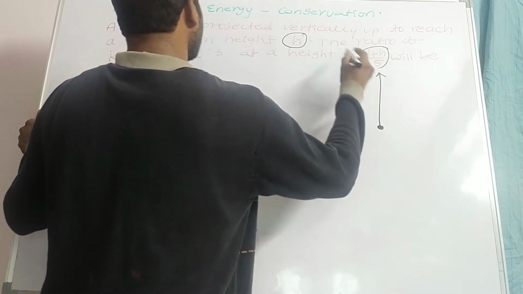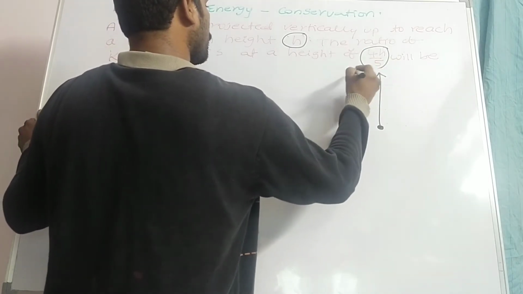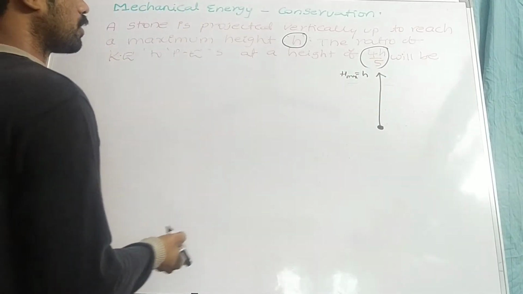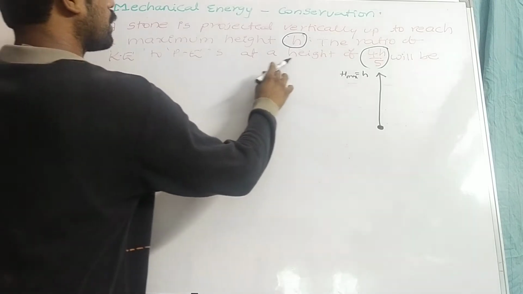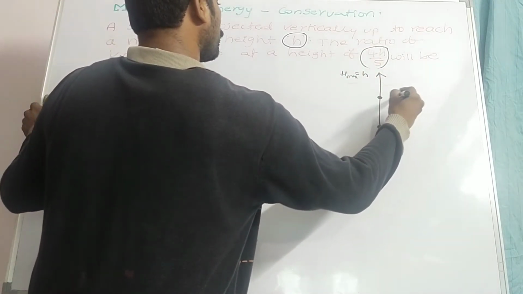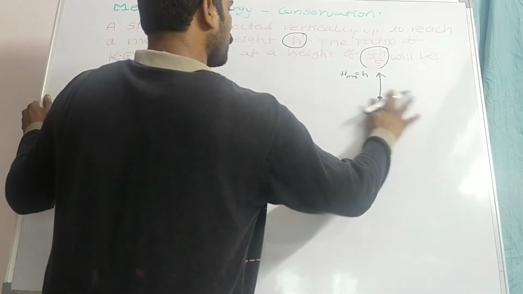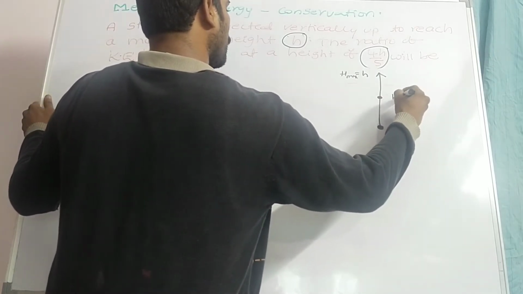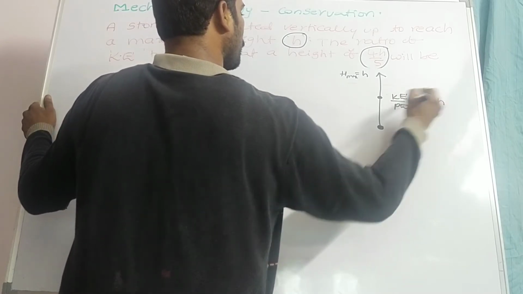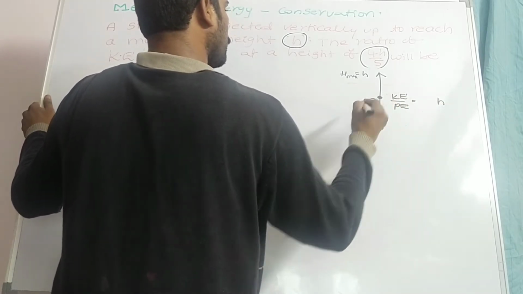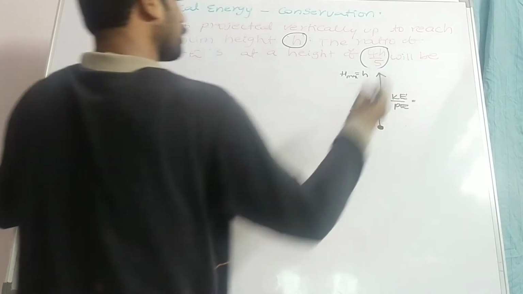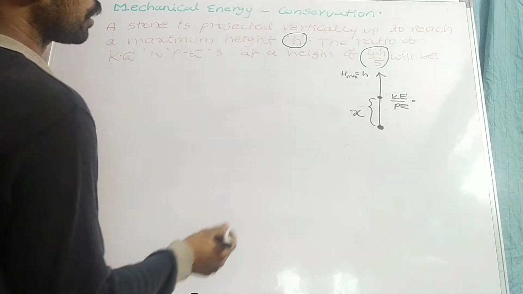Of course, the maximum height is given as h max is equal to h. Now we have to find the ratio of kinetic energy to potential energy at a height of some h dash, or else some x, at a certain height x.